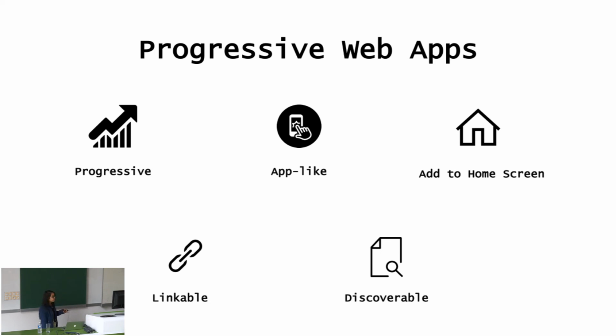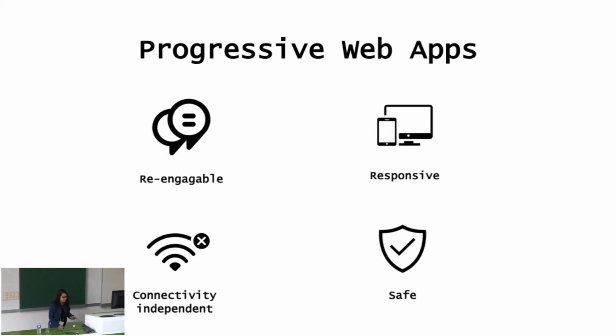It's linkable, which means that you can share the application by just sharing one simple URL, and you can start using it. It's discoverable in the sense that it is identified as an application, so the search engines can find it. It's re-engageable because of the push notifications, which keep bringing your users back to the application. It's responsive and it follows the content-is-water philosophy, so on any form factor, it's there.